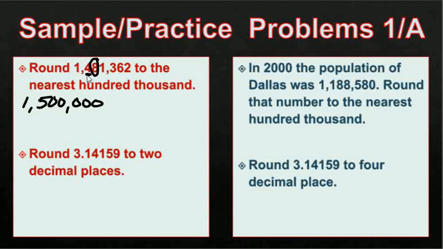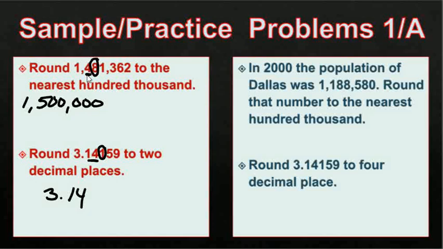3.14159 to 2 decimal places. So I have these 2 decimal places. The next place is that 1. So what does that tell you to do with the 4? I keep it the same. So it would be 3.14.